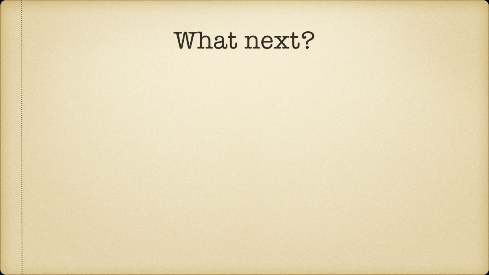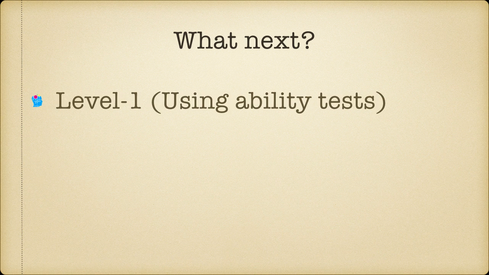Once you complete this course, you can move on to the next course called Level 1, which is about using ability tests in occupational settings. It is important to note here that all these courses are situated in occupational settings, and though the knowledge gained here is transferable to other settings like clinical settings, the course objectives are limited to occupational settings only.